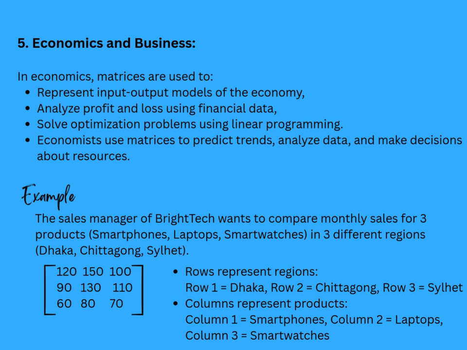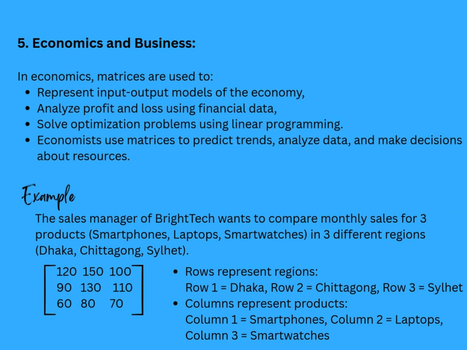So here is a matrix. We have a few data on the matrix: 120, 150, 190, 130, 110, 60, 80, and 70. If you look at it, I think you'll never be able to understand it at first glance. But if I explain it to you, then you will be very happy after understanding it. So here we have rows and columns: row 1, row 2, and row 3. Here column 1 represents smartphones, column 2 represents laptops, and column 3 represents smartwatches.